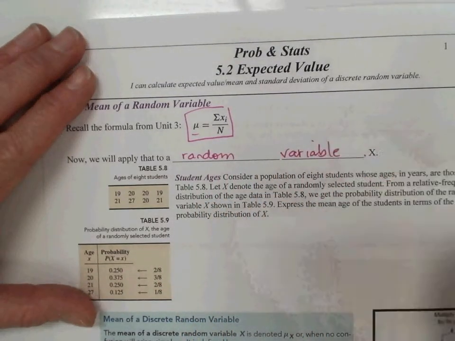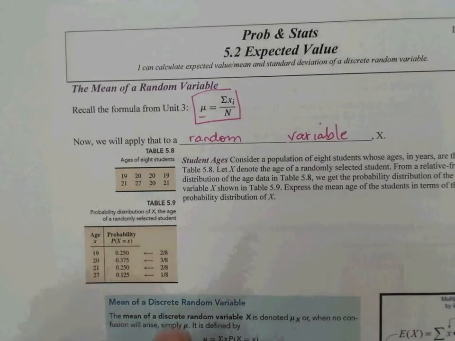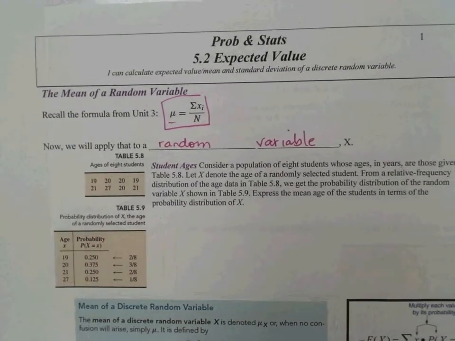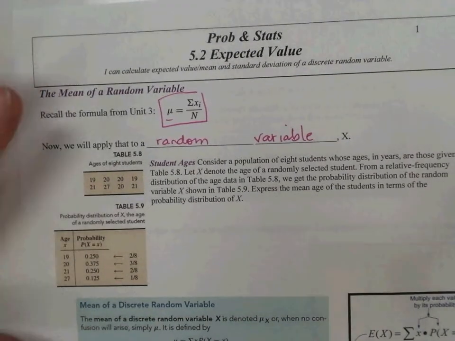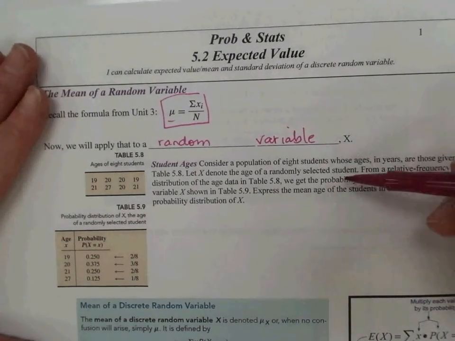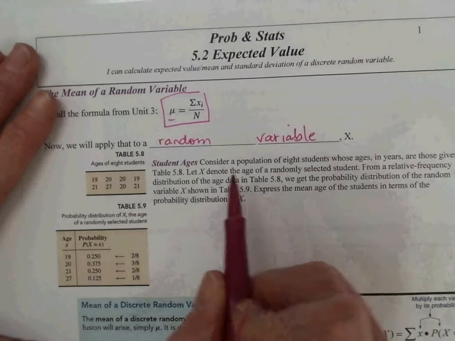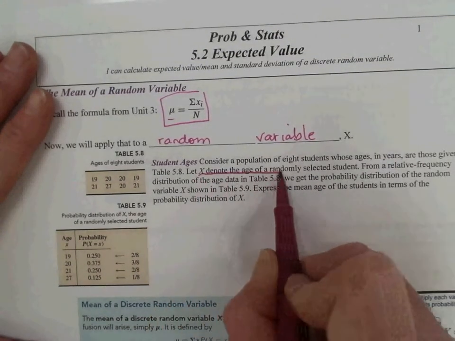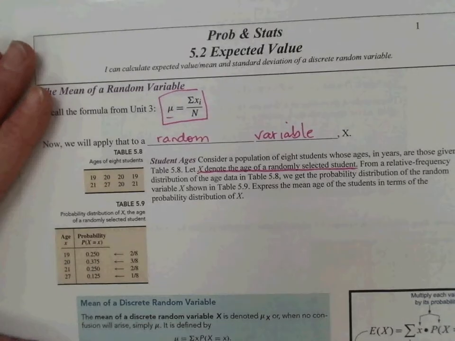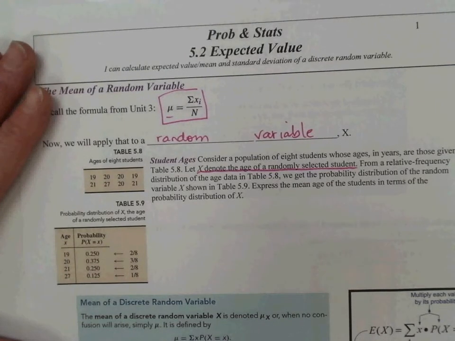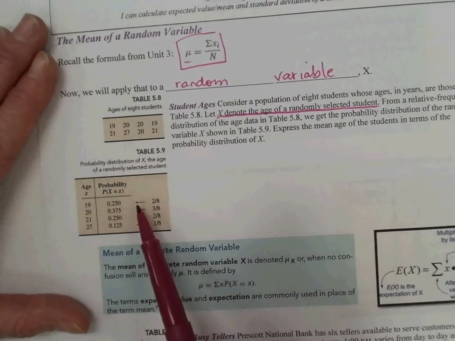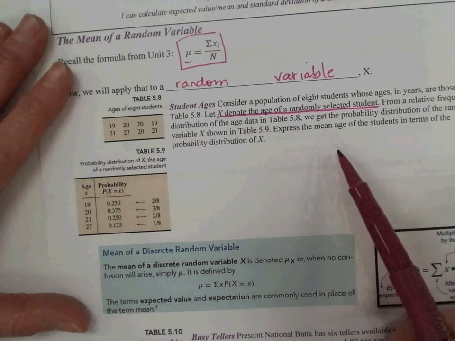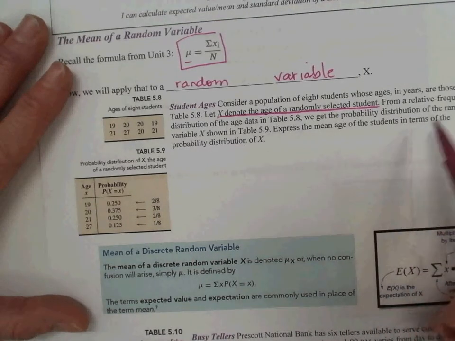So we have a student ages example here. Consider a population of 8 students whose ages in years are those given in table 5.8. Let x denote the age of a randomly selected student. So that's key here. X denotes the age of a randomly selected student. From a relative frequency distribution of the age data in table 5.8, we get the probability distribution of the random variable x, shown here. Express the mean age of the students in terms of the probability distribution.